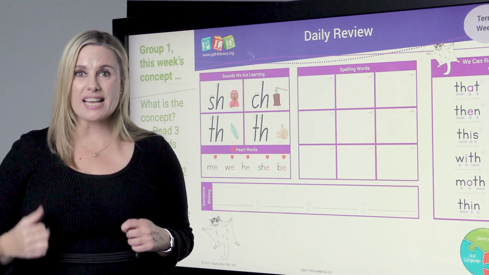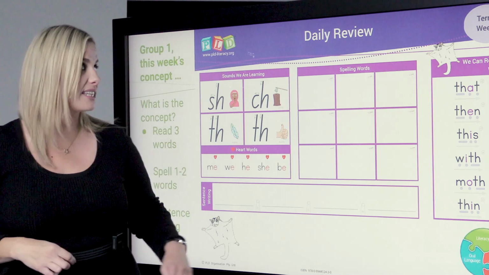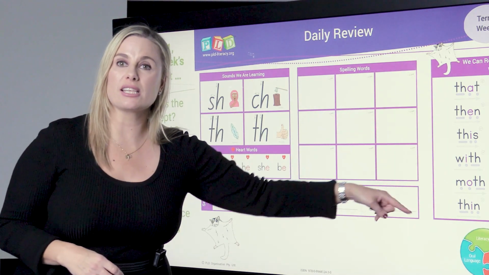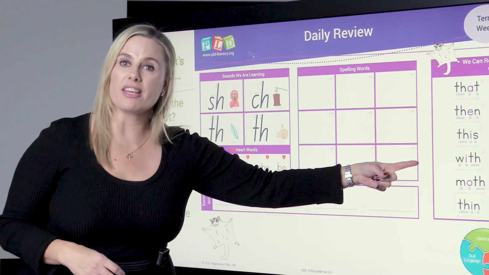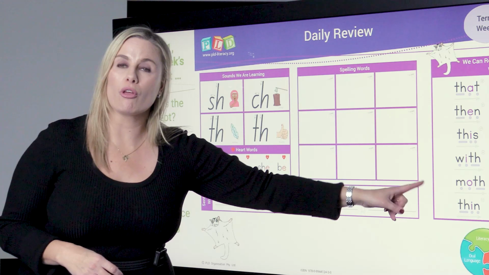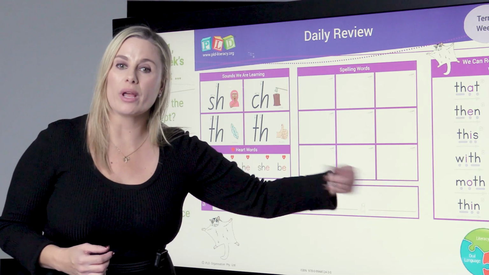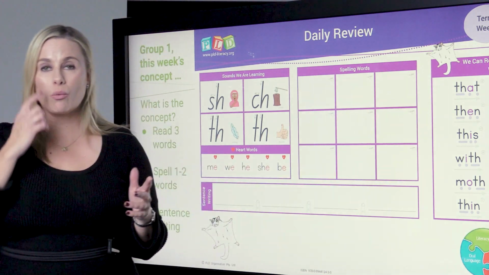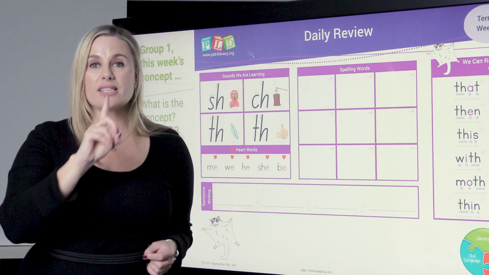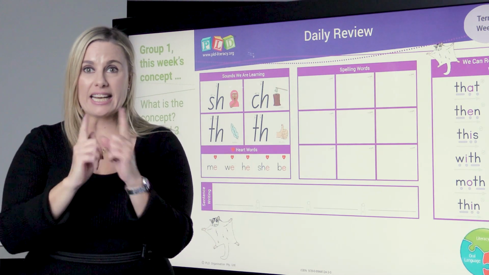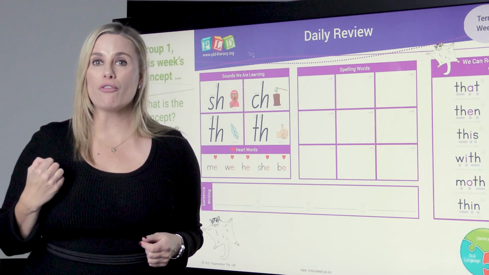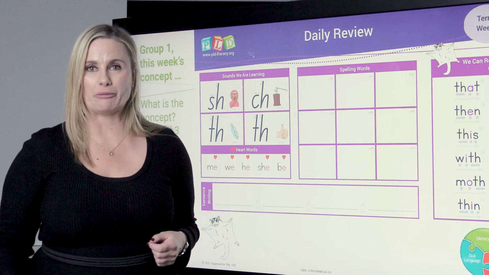Okay, so we practiced this yesterday. Let's have a look at our next 2 words in our list. We have it's, this, with. Okay, so group 1, what are we learning this week? We are learning when 2 letters work together to make 1 sound. They're called a digraph, and we're looking at the T and H. They can say th of thumb and th of feather. Well done.